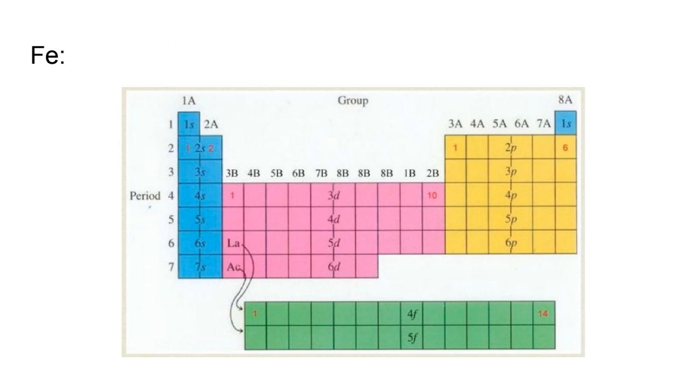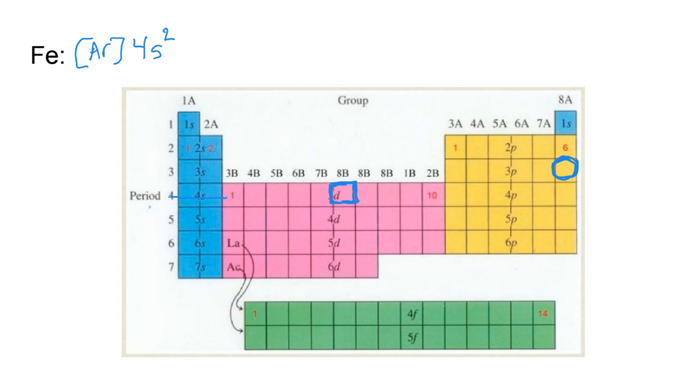When you get to things like iron, the transition metals, iron is right here. It's a lot of work to write out the complete electron configuration, and most of the time you don't have to. So I'm just going to start with the previous noble gas that comes before iron, and that noble gas is argon. From argon, I'm going across the next row. The next row has 4s, and that has 2 electrons.